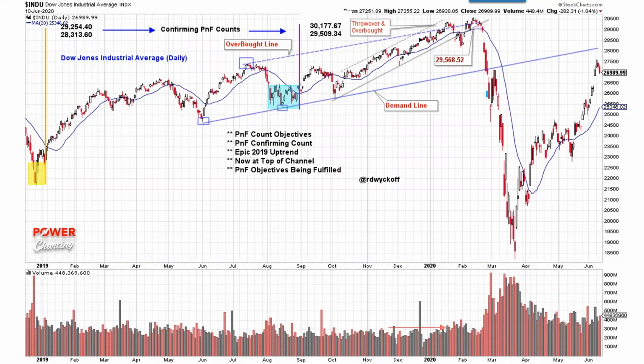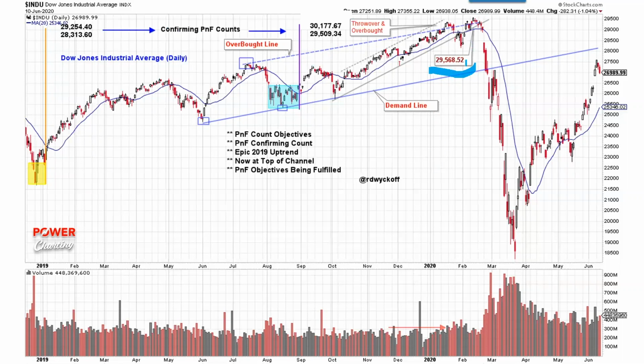Okay, so here we have shown this chart repeatedly. The thing I want to do is show you this 29,568. This was the final print high in the Dow Jones. Remember, 29,509 was the count objective here, 29,254. They confirm each other. We went just slightly above the 29,509 count at the highs in February. So we just eked out these objectives on these two important point and figure counts.